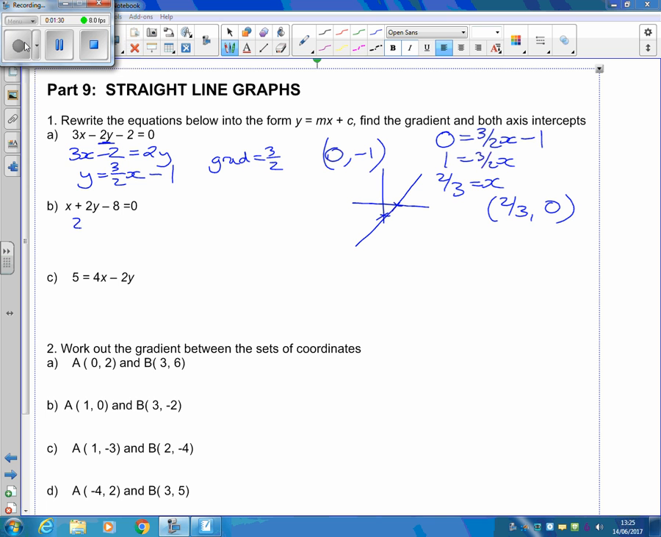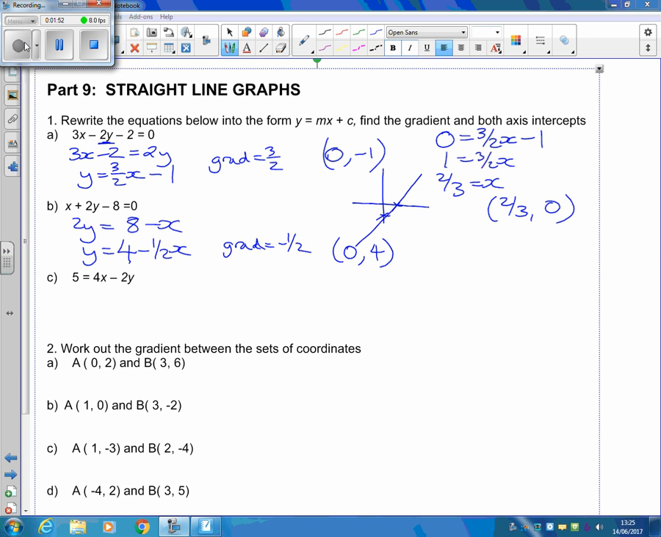Well, let's leave the 2y there. Let's add the 8 and take away the x. We've got that. And then we'll divide by 2. So I've got 4 minus a half x. My gradient this time is negative, so its gradient is minus a half. My y-intercept is 0, 4.